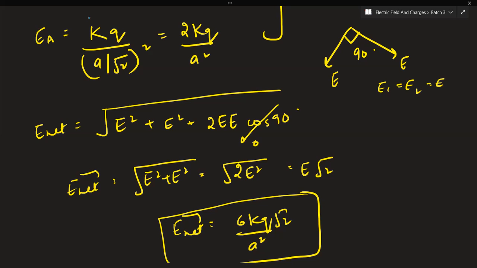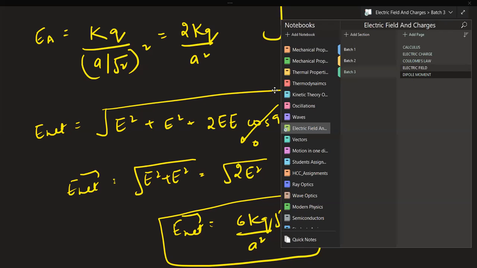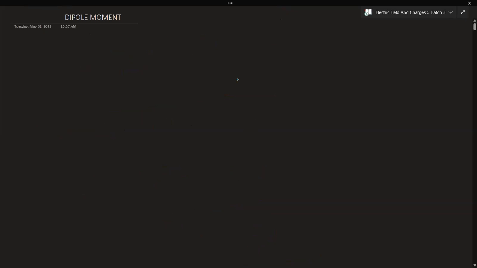Written? Yes, ma'am. All right. So electric field for point charge, this is enough for it, and superposition on it. Now we have dipole moment with us, and then we'll be relating dipole moment with electric field. But before that, you have to understand what is meant by dipole.